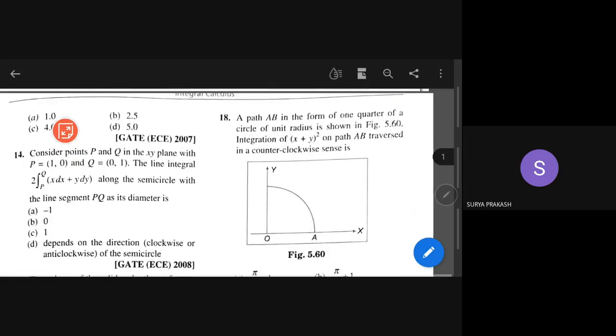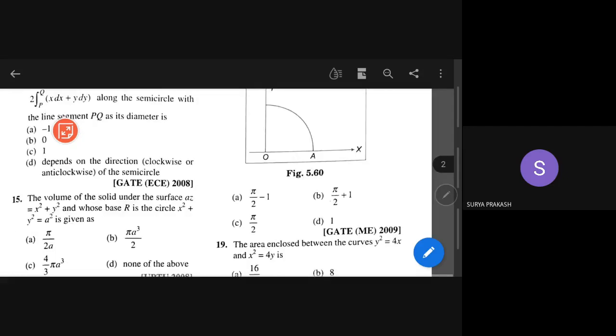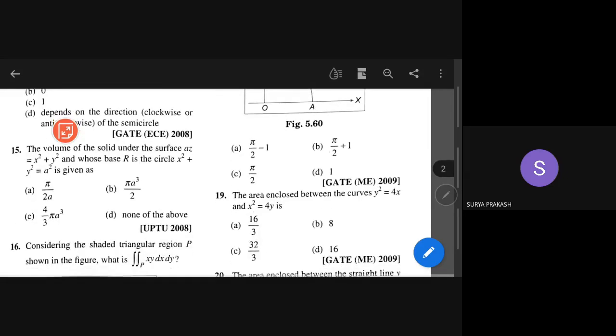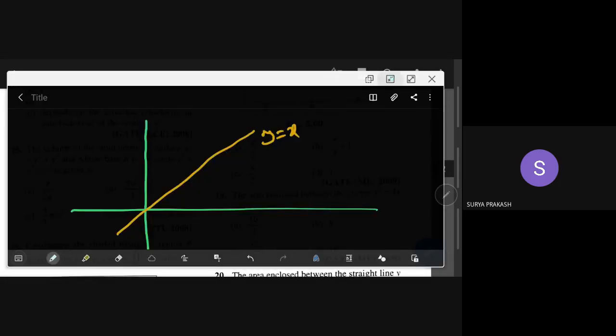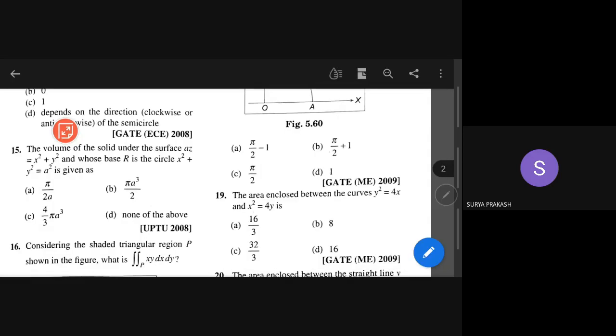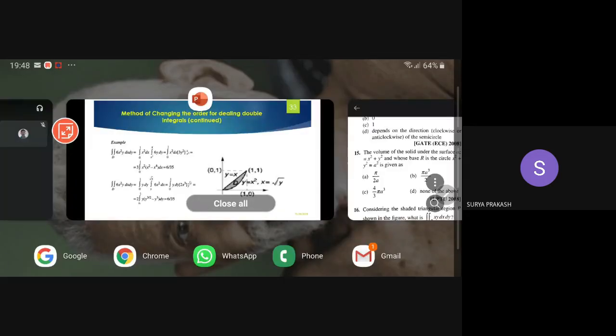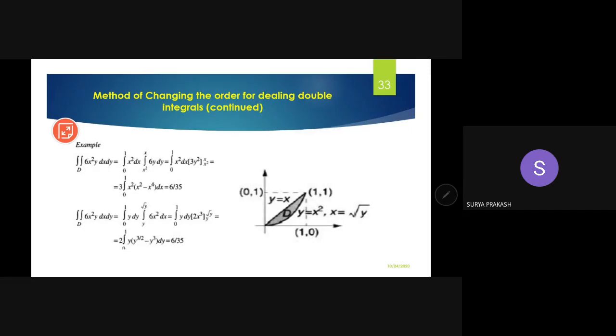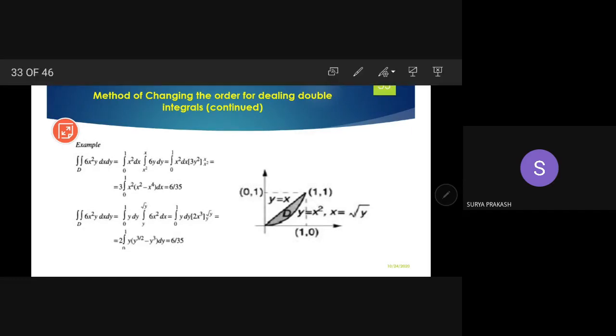See here, if this is the case, it is not a line. This 18th question is not a line. They will give the region first. Unless they give that region, you cannot do it like this. They have to clearly tell the region, either by giving the picture like this or the region. The picture is given. That is why I'm able to do this one. The picture has y is equal to x clearly, and y is equal to x square is also there. Are you getting my point?